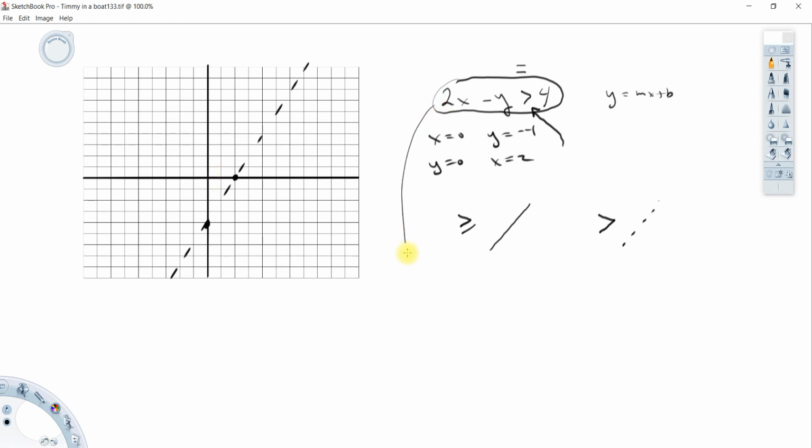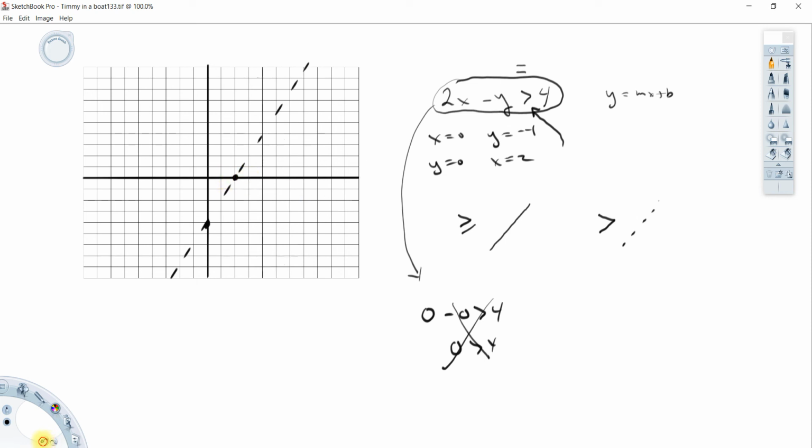So if we put 0, 0 in, this is going to read 0 minus 0 greater than 4. Now, 0 is not greater than 4, so this does not work. And that tells us this is not the correct side. That means this side is. Pick any test point over here, like maybe 3, 0. Try that, it should work.